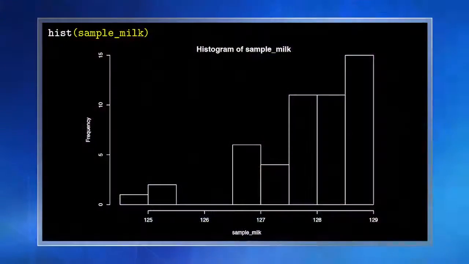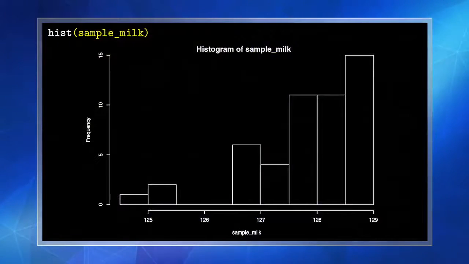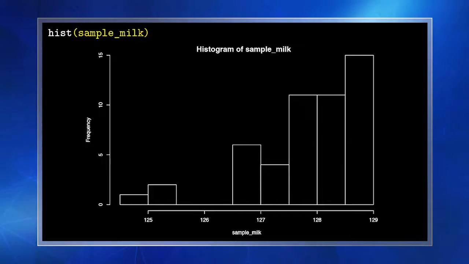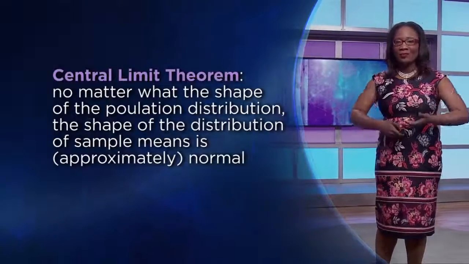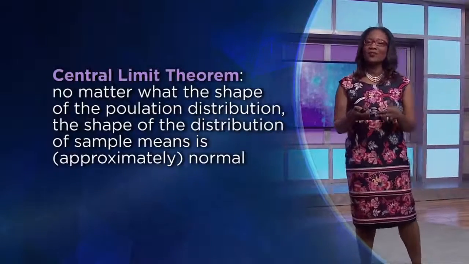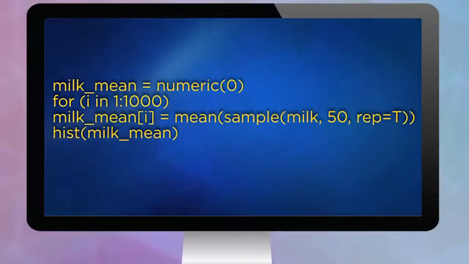Right? Now, the histogram of our 50 jug sample is skewed just like our population. But what might the central limit theorem tell us about this population? Now remember, the central limit theorem says that no matter what the shape of your population distribution, the distribution of the sample means is going to be normally distributed. So let's suppose we instead take 1,000 samples of size 50 and look at that distribution. Here's how we do that.